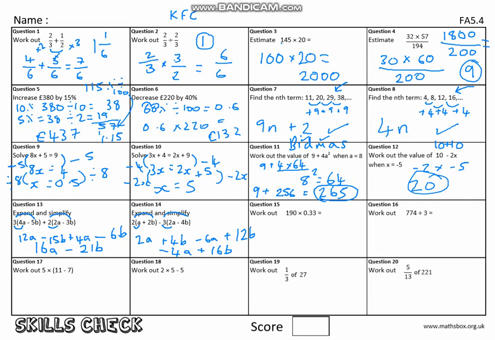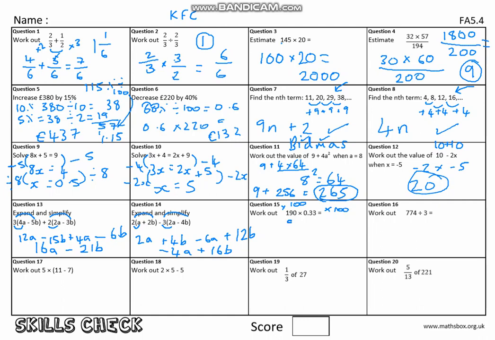Next one then, so we've got 190 times 0.33. So for this one, I like to make them into kind of whole numbers, okay? So whatever I do to one side, I've got to do to the other side, okay? So if I want to make 0.33 into 33, I'm going to have to times that by 100, aren't I? Okay, so I'm going to times both sides by 100. And then do that sum, okay?